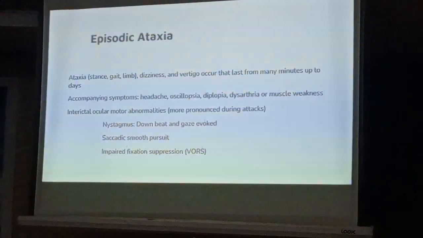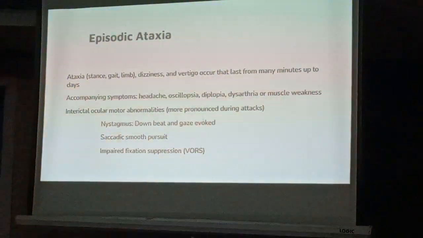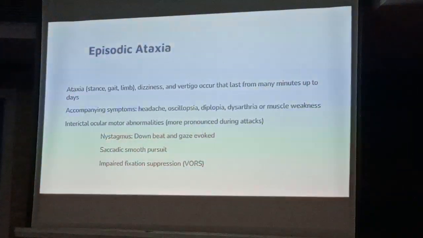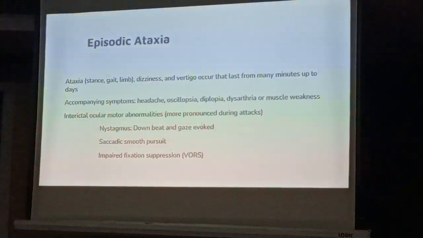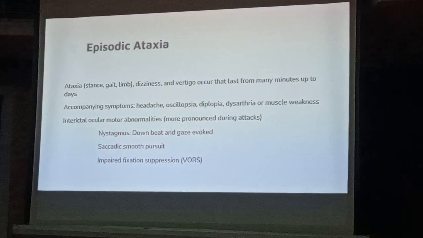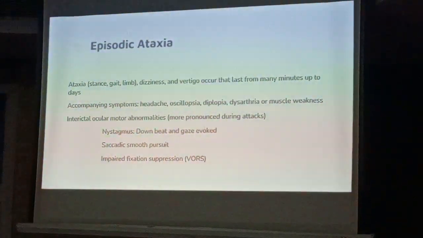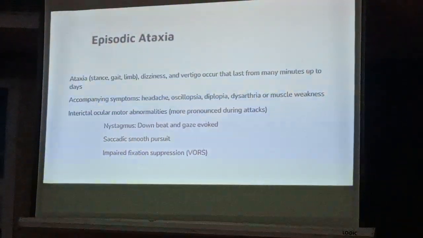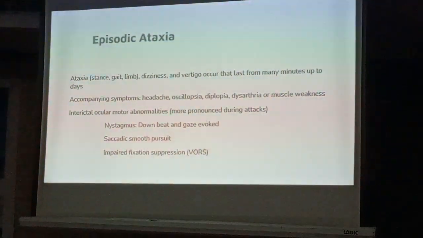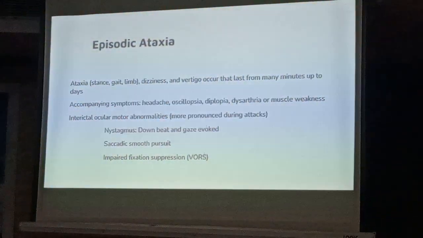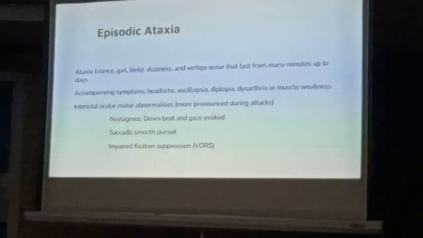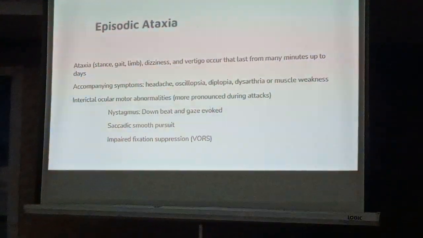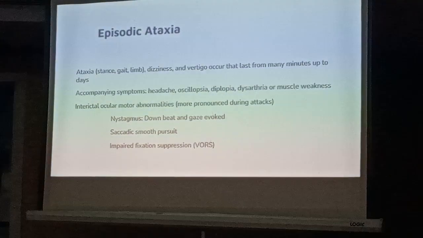So if you ask the patient to look straight and you observe the eye, there will be a downbeating nystagmus. If you ask the patient to look to the right, there will be a right beating nystagmus. You ask the patient to look to the left, left beating. So there will be gaze evoked nystagmus, and in straight gaze, there will be downbeating. If you ask the patient to follow your finger, they will not be able to follow smoothly. They will have this saccadic smooth pursuit. And they will not be able to fixate and suppress their vestibulo-ocular reflex. That is, you put them on a rotating chair and ask them to look at the finger and you rotate.